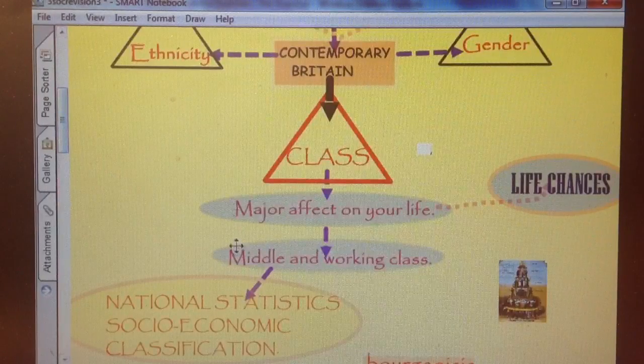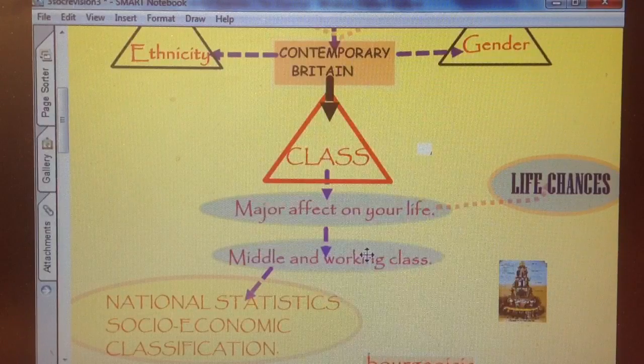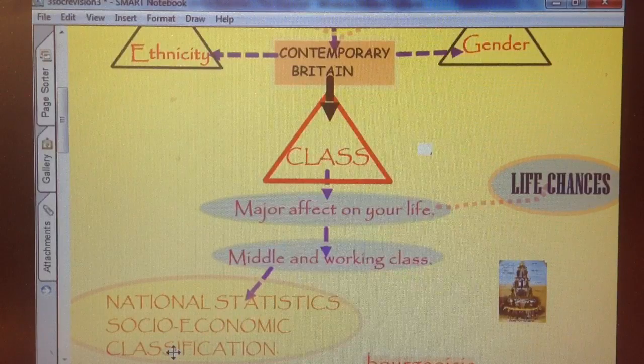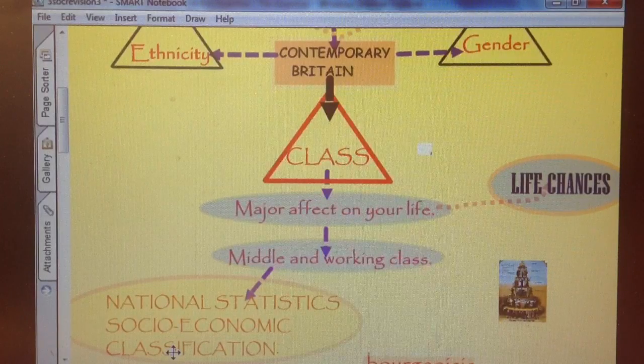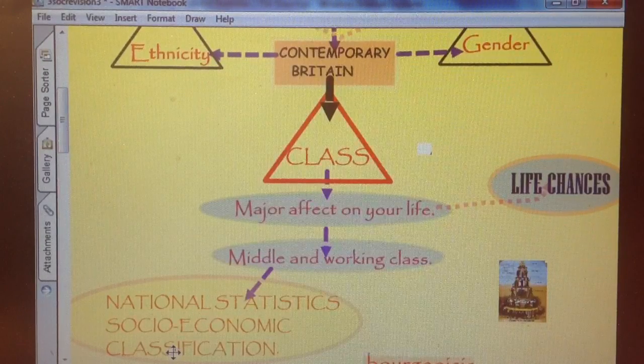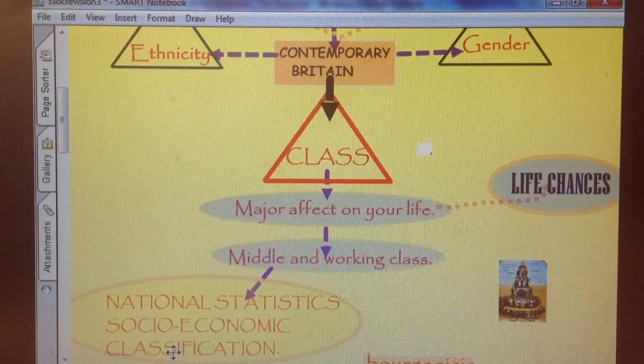Put simply, we have a middle and a working class. In the classroom, we have that big chart on the National Statistics Socio-economic Classification: professionals, high professionals, low professionals, intermediate, routine, semi-routine, all that business, the class system.